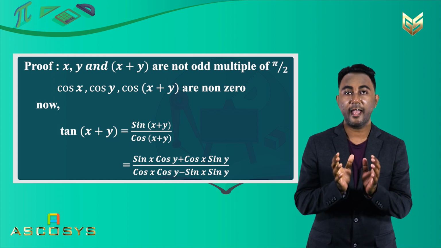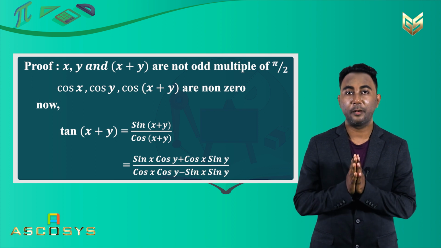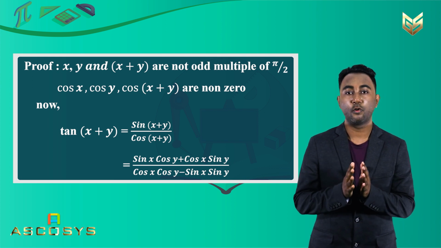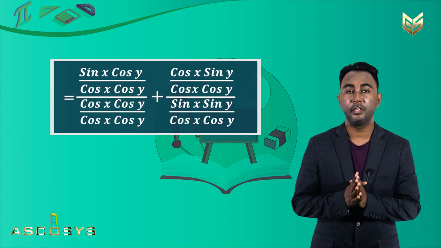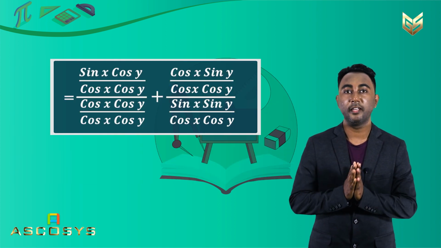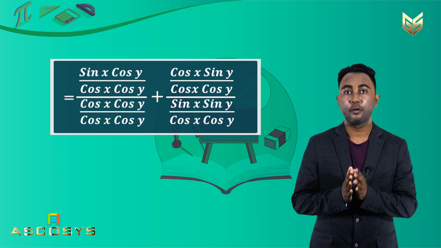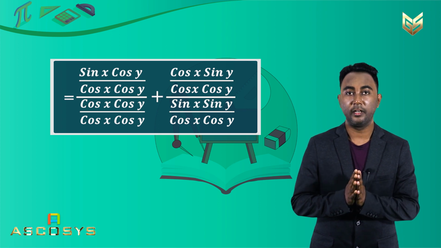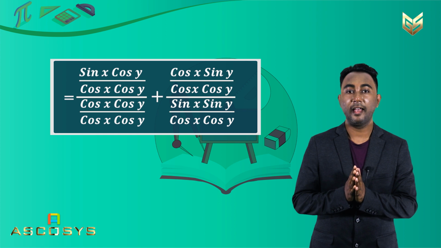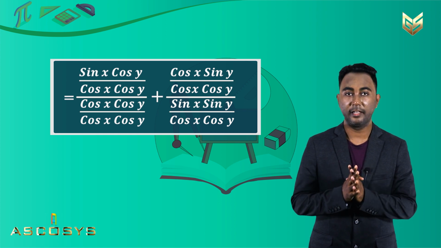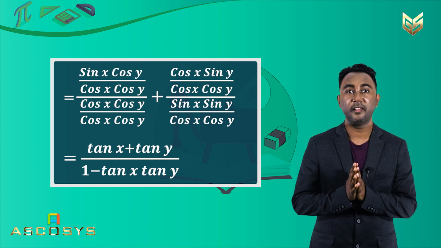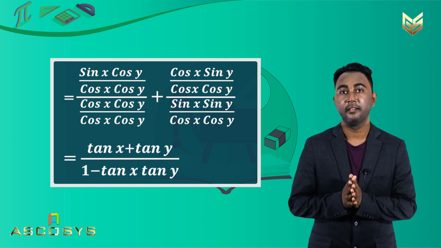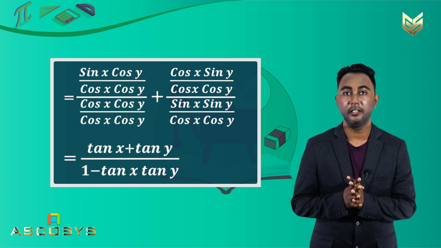And cos of x plus y, the denominator, can be written as cos x cos y minus sin x sin y. Now, if we divide both the numerator and the denominator by the term cos x cos y, we will get this equation. And if we simplify it, we will get tan x plus tan y divided by 1 minus tan x into tan y. Thus, we have proved our identity.